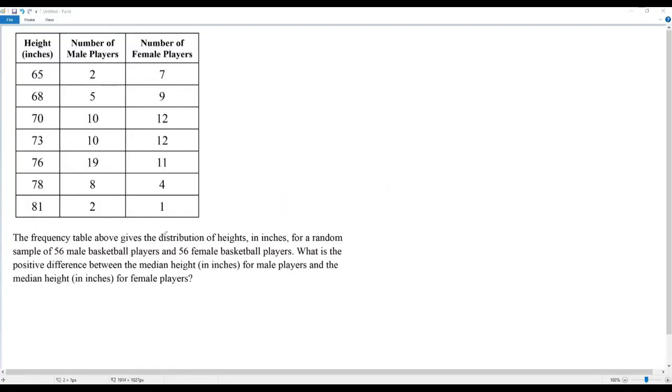Here we have a table of values. The frequency table above gives a distribution of height in inches for a random sample of 56 male basketball players and 56 female basketball players. What is the positive difference between the median height in inches for male players and the median height in inches for female players? Okay, to answer this question, we have to get the median height for male players and also the median height for female players.